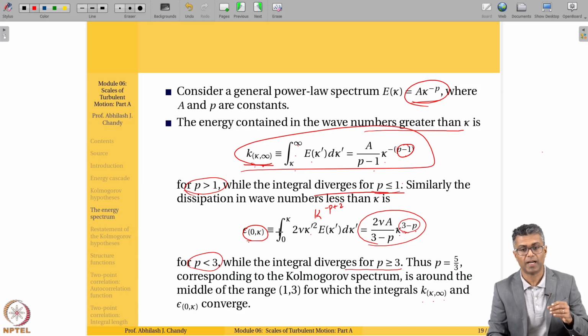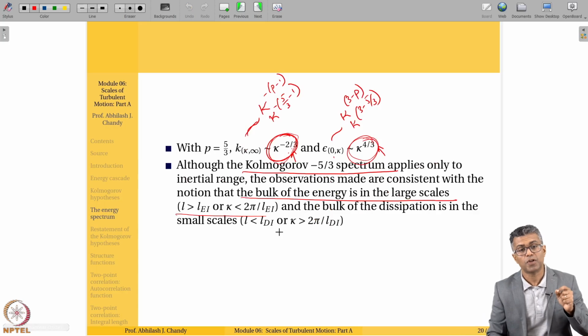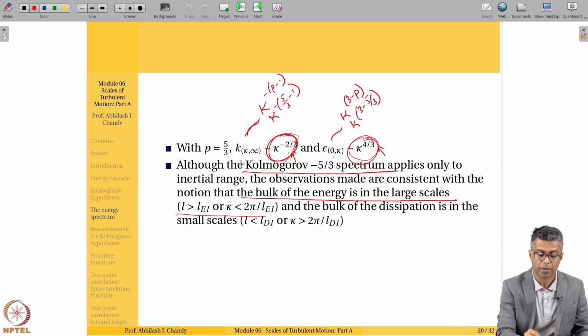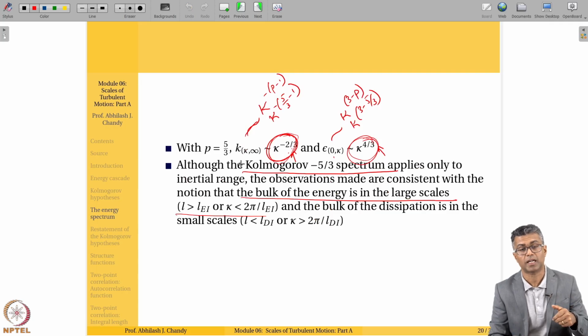Once you derive that, we realize that both these integrals can only converge for certain values of P. That is, if P is greater than 1 and if P is less than 3. So if P is equal to 5/3, that comes between 1 and 3 and it satisfies the Kolmogorov spectrum. So for this value of P, both the integrals for K and dissipation converge. Now if we use P equal to 5/3, then K, the turbulent kinetic energy, is proportional to kappa to the minus 2/3 and the dissipation is proportional to kappa to the 4/3.